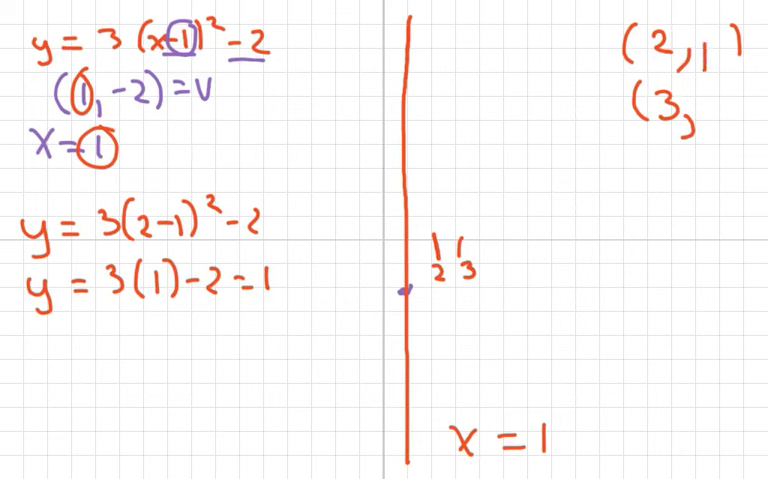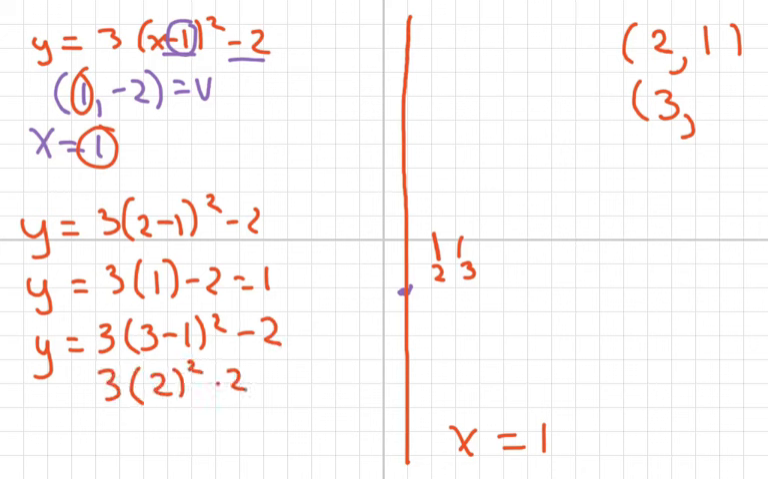And when I plug in, oops, that doesn't look good. So 2 comma 1. Now when I plug in 3, I get 3 times 3 minus 1 squared minus 2, and that's going to be 3 times 2 squared minus 2. This is 4, so 3 times 4 minus 2, which is 10. So with 3, it goes to 10. So 2 goes to 1, and 3 goes to 10, which is way up here. Now I'm just going to make this symmetric. It goes over 2 here, over 2 here, and this just goes to 1.